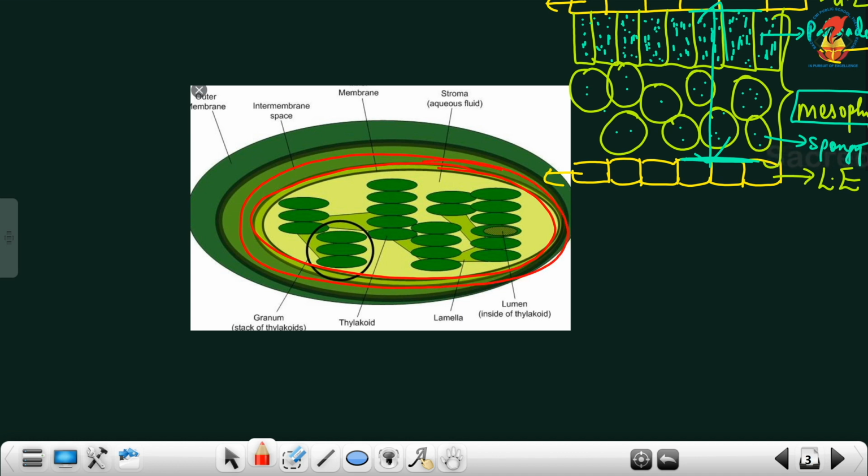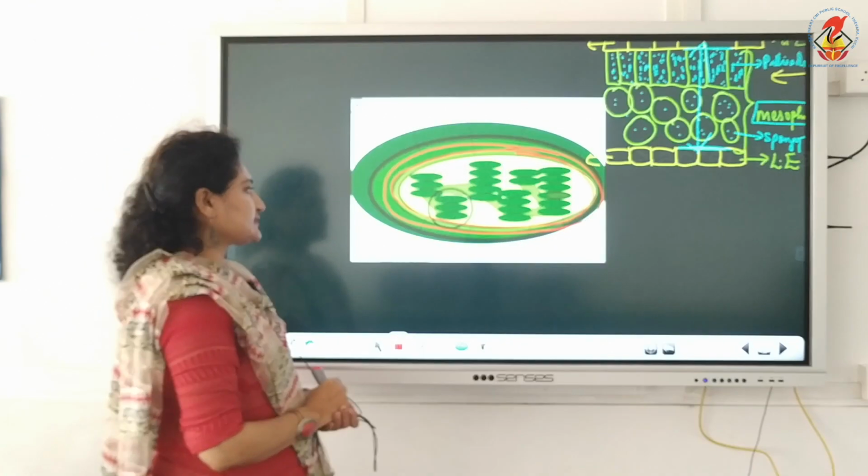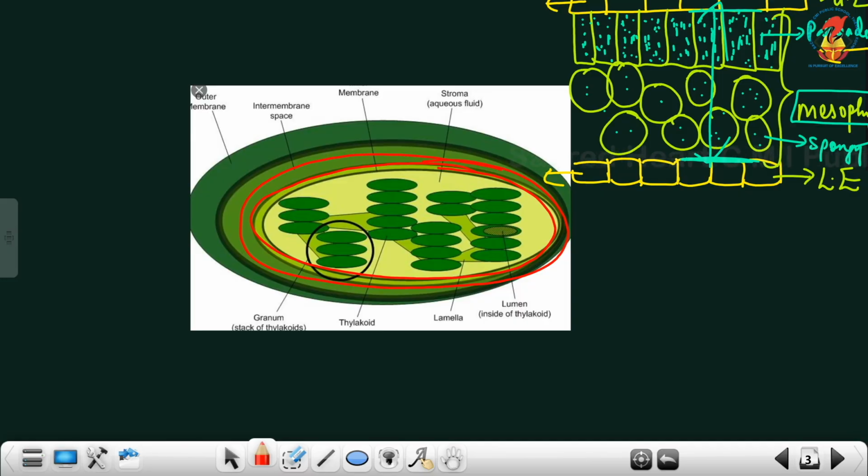The name is easy to remember: outer chloroplast layer, inner chloroplast layer, and inside there is a fluid filled compartment called the stroma. Then in the stroma are arranged the thylakoids. You can see each structure is the thylakoid, and the thylakoids are arranged in a stack, and the stack is called the granum. You can see how many stacks: 1, 2, 3, 4, 5 and 6. 6 stacks of granum, which are called the grana.